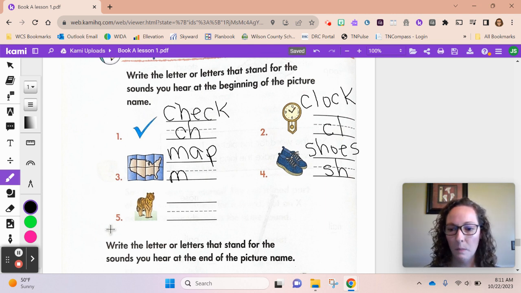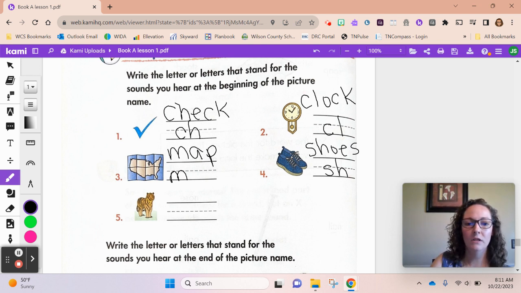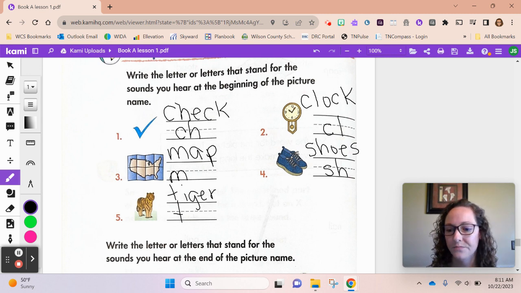Number 5. Just the first letter. Tiger. T. What letter says T? You should have written T. Spell the word T-I-G-E-R. Tiger.